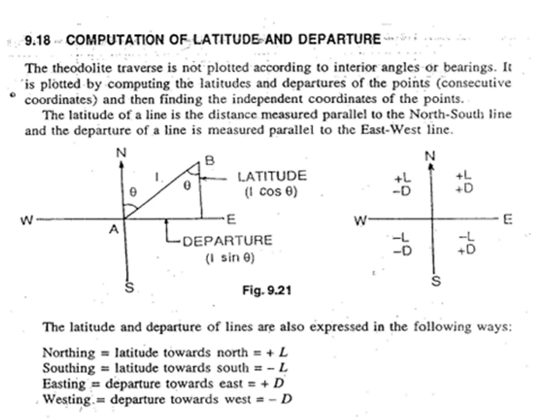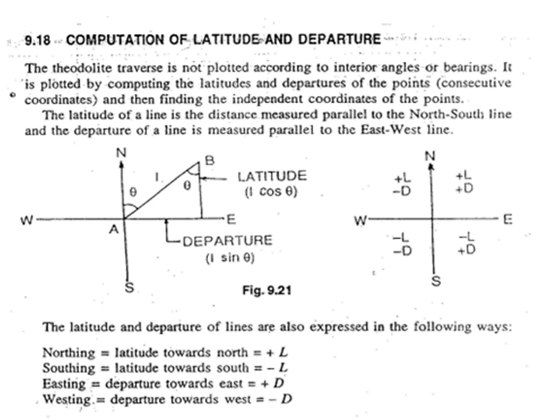So generally the latitude and departure in the first quadrant, they are positive. That is to say that if the line is lying in the first quadrant, the latitude is positive and departure is also positive. Similarly, if the line is lying in the second quadrant, then the latitude is negative and the departure is positive. Similarly, if the line is lying in the third quadrant, then both the latitude and departure, they are negative. Whereas if the line is lying in the fourth quadrant, then the latitude is positive and departure is negative, which is shown in the figure.